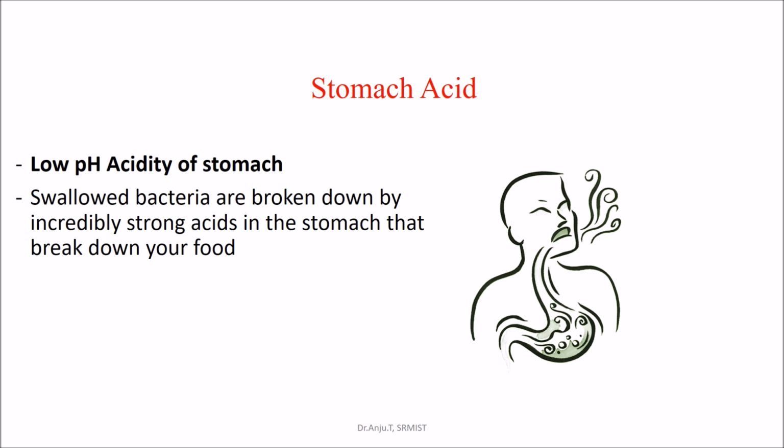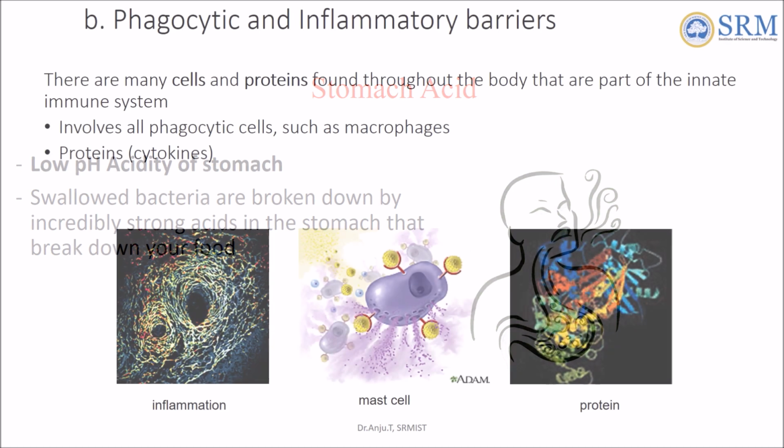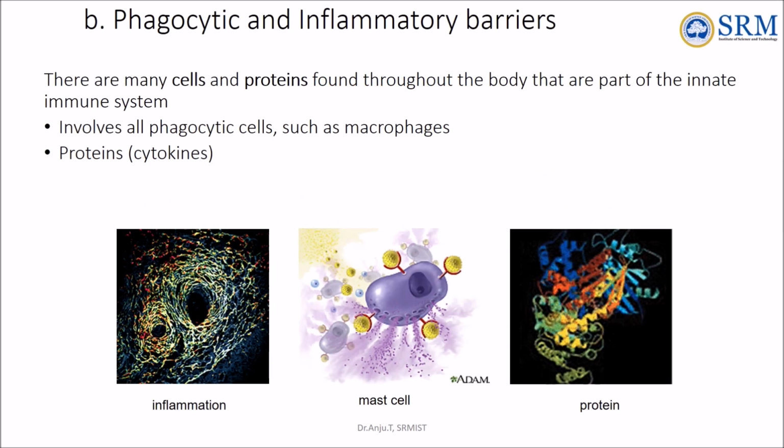One of the other physiological barriers is the low pH of the stomach acid. Any bacteria that is swallowed is broken down by the strong acids in the stomach, preventing the growth of the bacteria. Next to the physical barriers, there are many cells and proteins involved in the innate immune responses. Mostly those cells are phagocytic cells, and proteins like cytokines are involved in the innate immune responses.